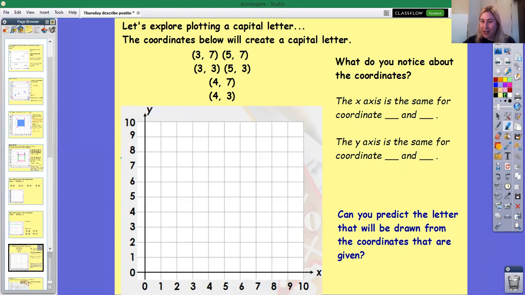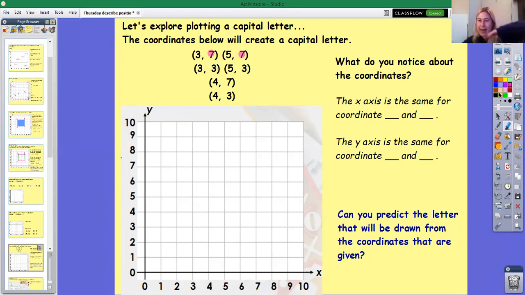Okay, so I'm just going to show you what I can see. Hopefully you can see the same as me. That was rhyming, wasn't it? So I can see that we've got 7 and 7 here. So that's points along the same y-axis points, isn't it? So that tells me that we might have a horizontal line in our capital letter.